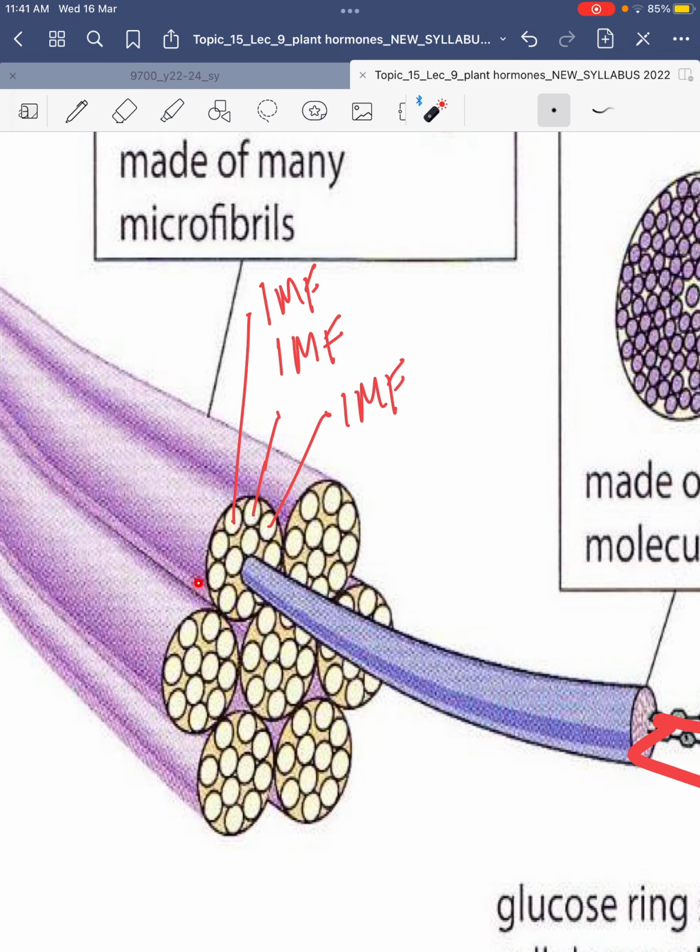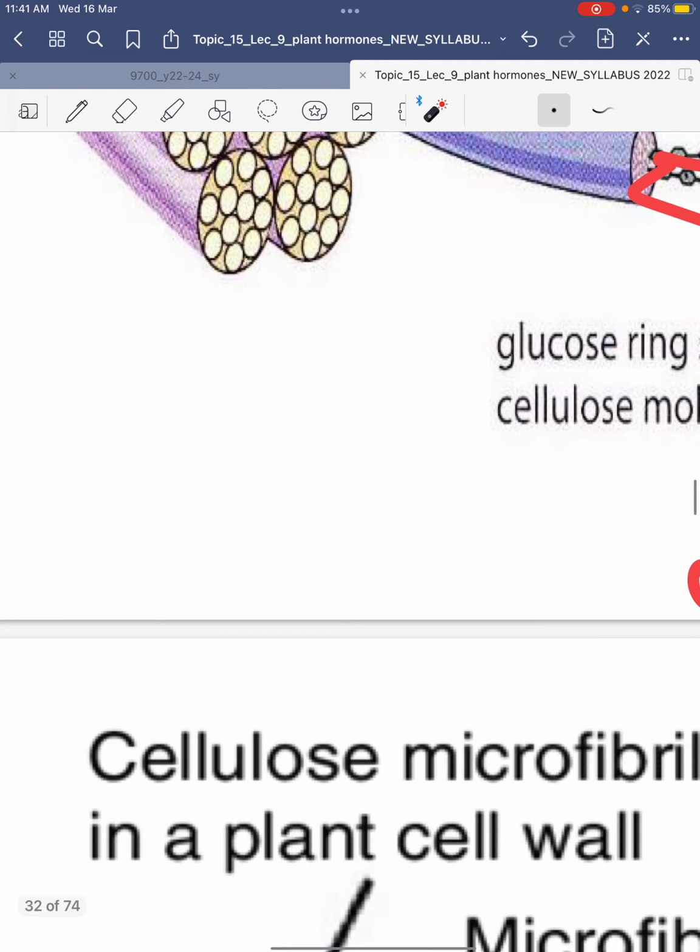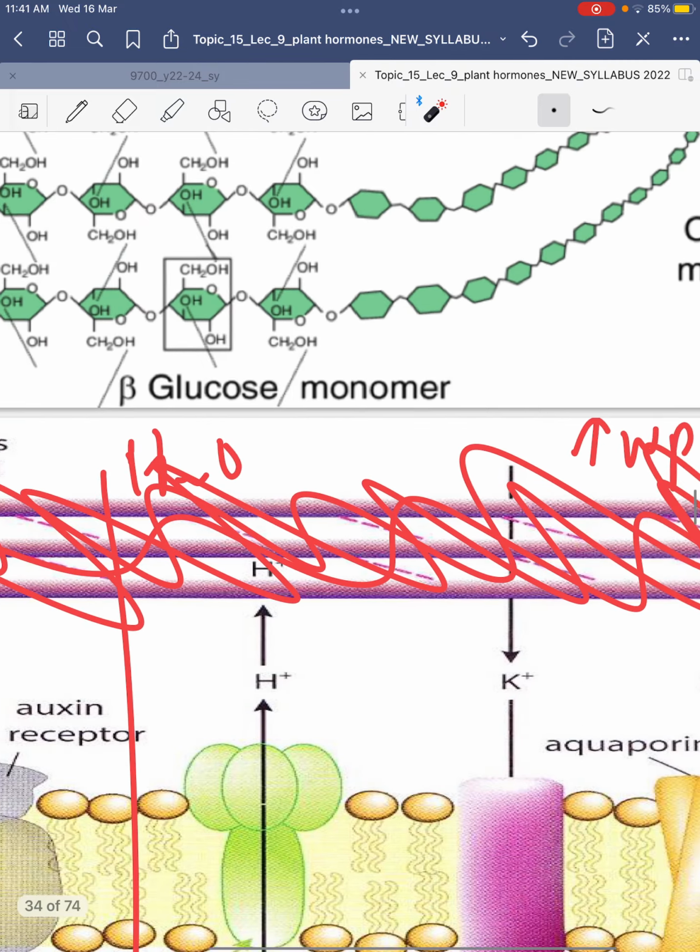So it loosens up. Loosen means able to slide past one another, able to move past one another, which allows the cell to elongate and expand as it absorbs water, and because of that, elongation can occur. Okay.